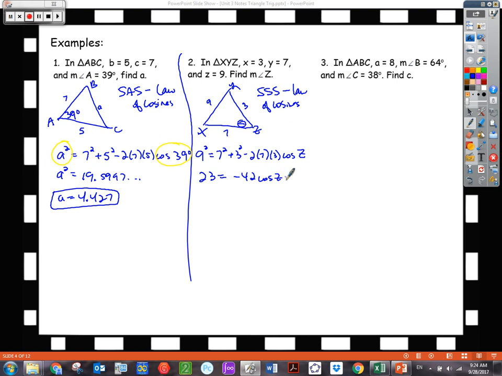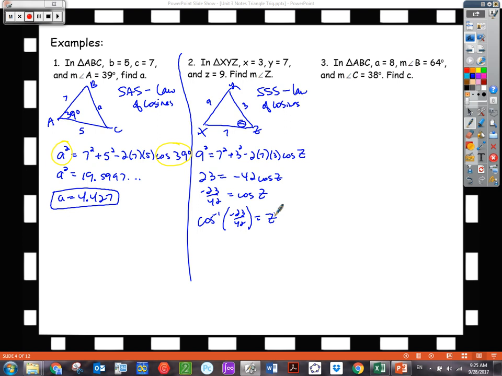Okay, so now I'm going to solve for cosine z. So I have negative 23 over 42 equals cosine z. Now I'm going to go ahead and rewrite this as an inverse. Do you have to? No. I mean, you could leave it like that, but I'm going to go ahead and write it because I know in my calculator I'm going to be putting cosine negative 1 of negative 23 over 42 equals z. And if you mistakenly don't put the negative, it's going to give you a whole different measure.